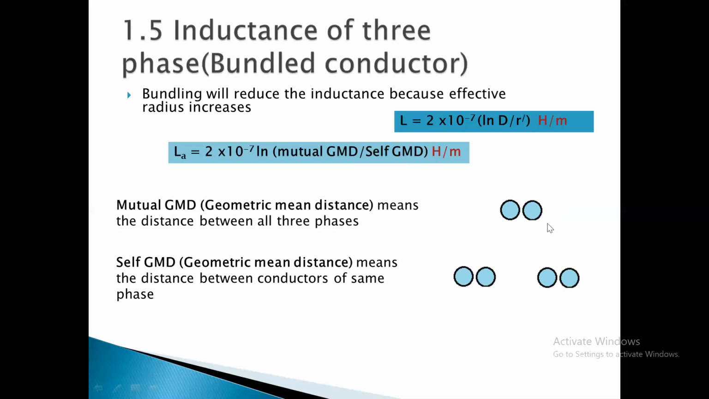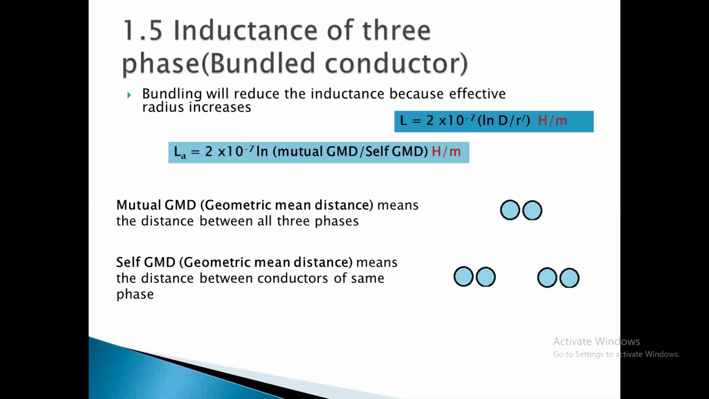Why do we call it self? Because these are on a single phase. You know, phase one, phase two, phase three. In the same bundle, yes, we just added extra conductors. Sometimes we add this conductor to reduce the inductance of the transmission line, and sometimes we add this conductor to carry more power, because more conductors mean we are transmitting more power in transmission lines. So bundling is very important, and in high transmission lines we always do this. So we must know how to calculate the inductance of bundled conductors.